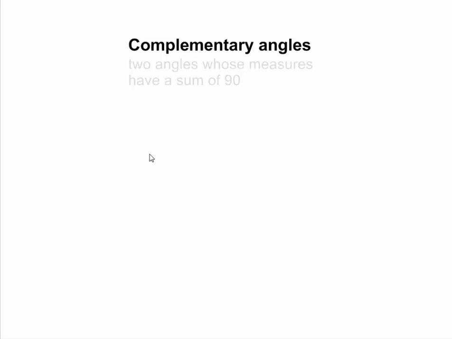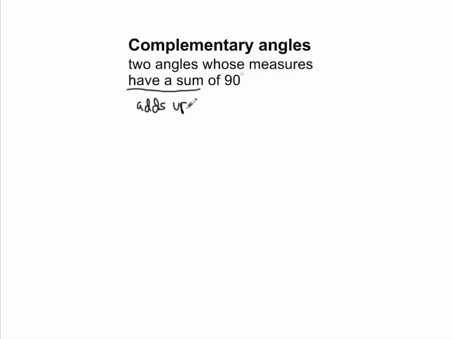Complementary angles. Complementary angles are two angles whose measures have a sum of 90 degrees. So the first thing I'm thinking about is "have a sum." Have a sum means that it adds up to. So two angles whose measures add up to 90 degrees. And the other thing I'm thinking about is 90 degrees.